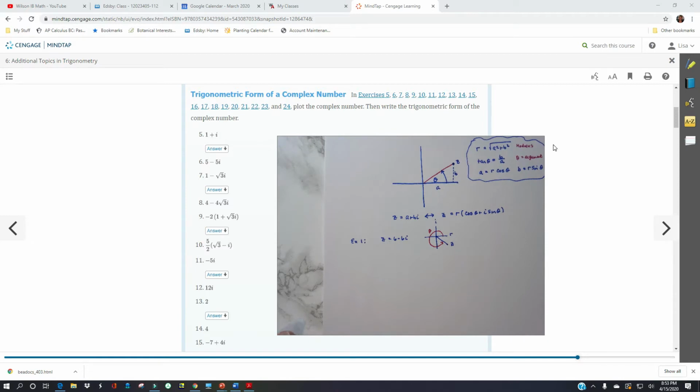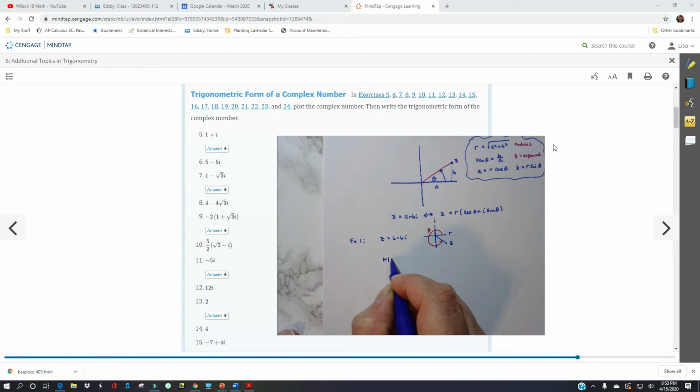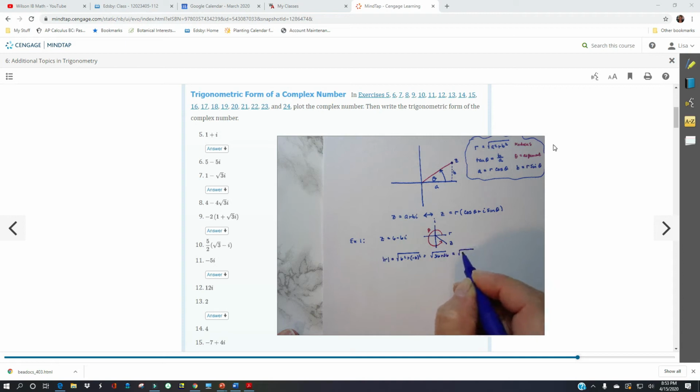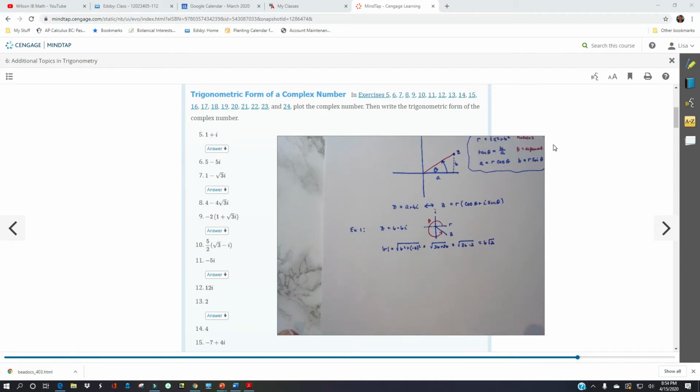I know what quadrant I'm in, right? So let's find the modulus. The modulus is just the square root of 6 squared plus negative 6 squared, which is 36 plus 36, or root 36 times 2, right? Which is 6 root 2. So there's your modulus. And for your theta, well, that's just b over a, or negative 1.